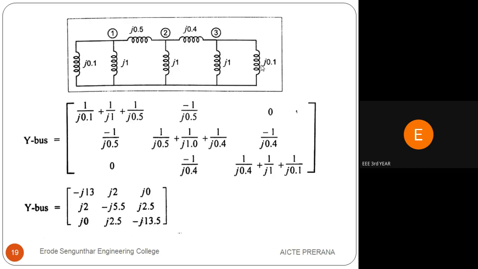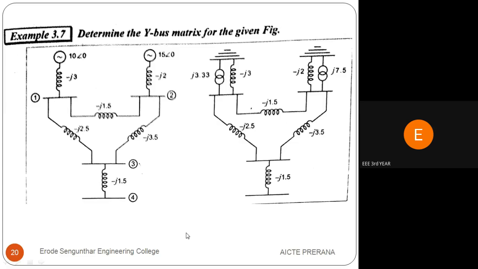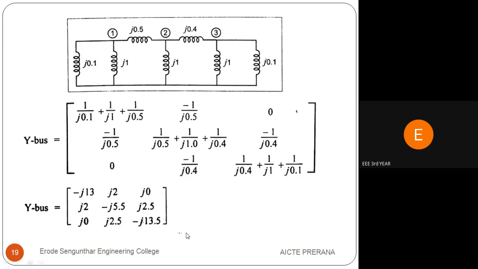Okay. So after solving it, we will get the final answer as Y bus equal to: minus j, j2, j0; j2, minus j5.5, j2.5; j0, j2.5, minus j0.5. So from this we can find the Y bus matrix. It's a very, very important sum for the GATE exam. So we'll stop the session today and we'll continue the session tomorrow.